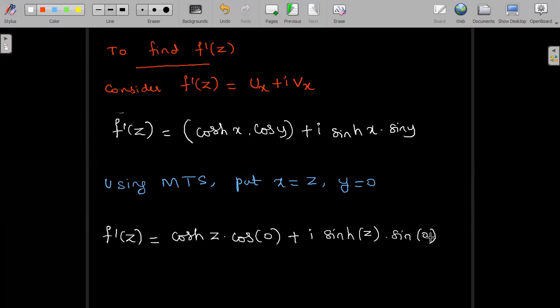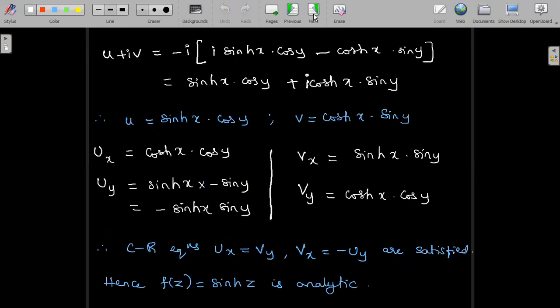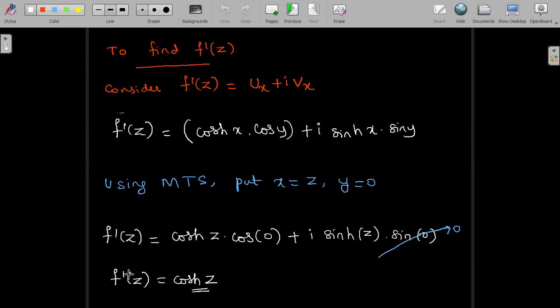Again, the standard values: sine 0 is 0, cos 0 is equal to 1. We can obtain the answer for f dash of z as cos hyperbolic z. Cos 0 is 1, so only the real part remains. The imaginary part vanishes as sine 0 is 0. So we obtain the answer f dash of z as cos hyperbolic z. And let us check what was the question. F of z was sine hz. So differentiation of sine hyperbolic z is cos hyperbolic z, and we obtain the correct answer.